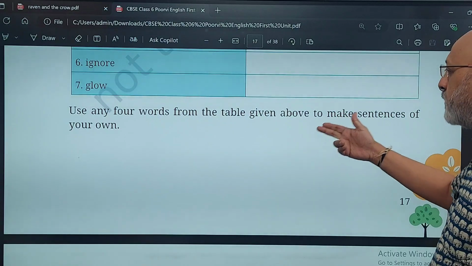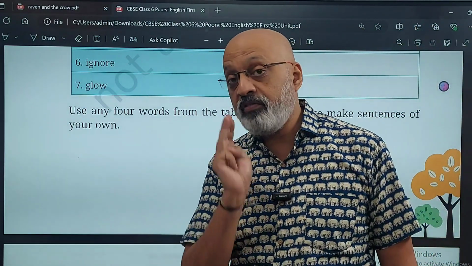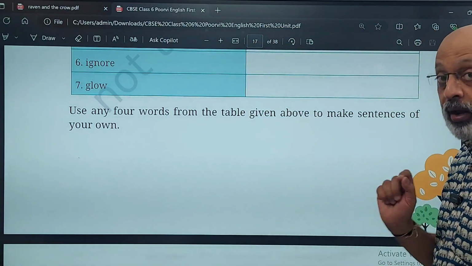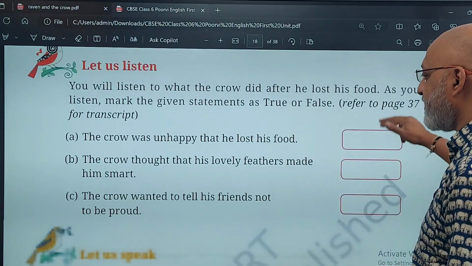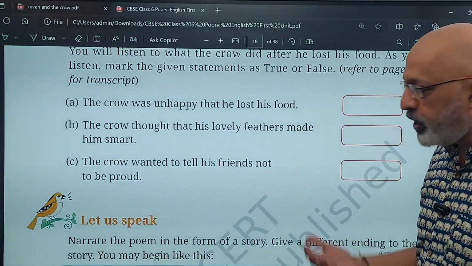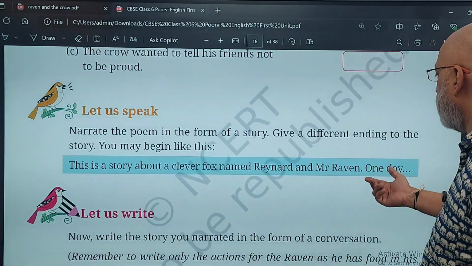And use any 4 words from the table given above to make sentences of your own. This is your exercise number 3. Every chapter, I'll give you 3 to 4 exercises which you need to do and put it in the comment section. Okay, that's how you will get better. Now, this is all listening thing, these are exercises which you need to do on your own at home.